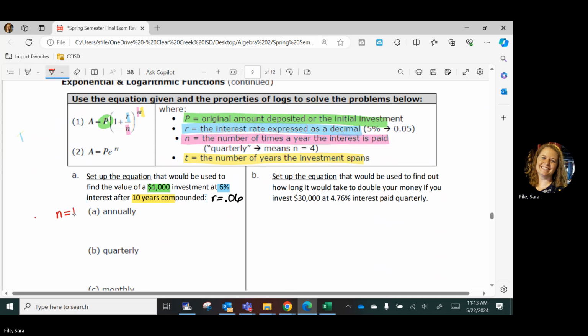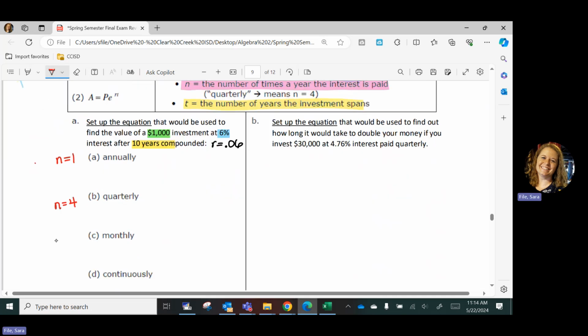Annually, once a year. Quarterly, N is 4. That's 4 times a year. Monthly, there's 12 months in a year. Continuously, we're going to use PERT. We're not going to have N. We're going to use that different equation for continuously.